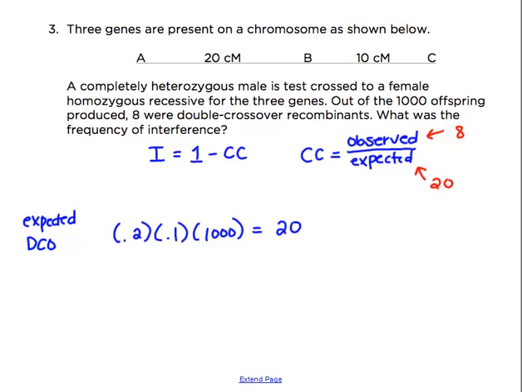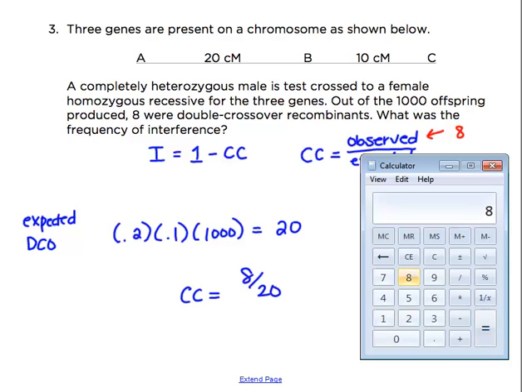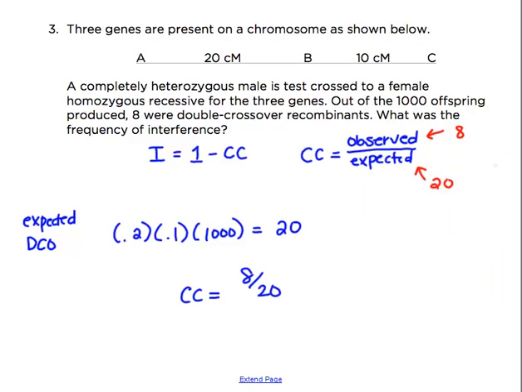So what is the coefficient of coincidence? CC is equal to 8 over 20, which is 0.4. However, they're asking for the frequency of interference. So for interference, we have to find 1 minus 0.4. So our answer is 0.6.